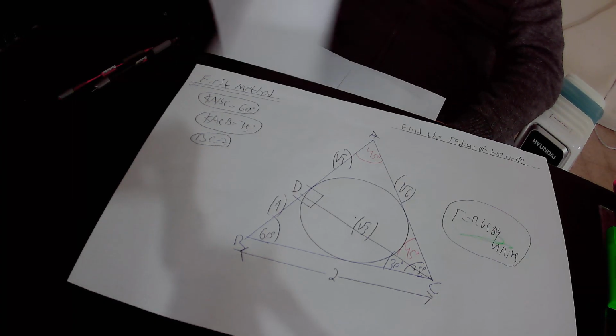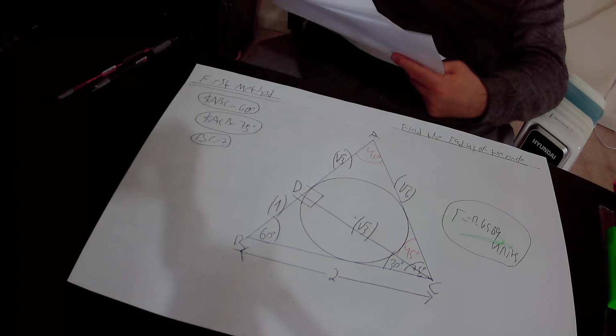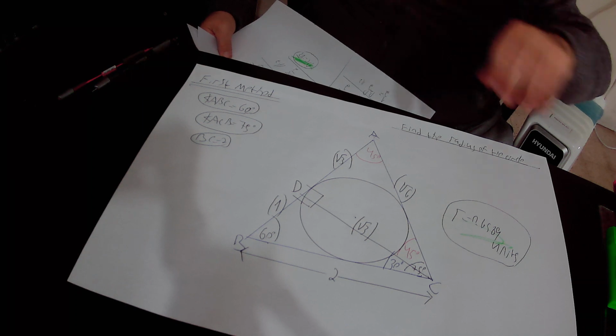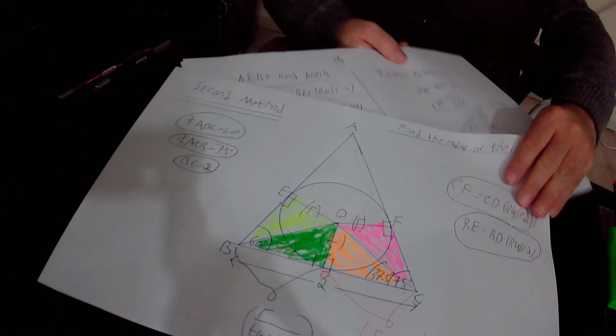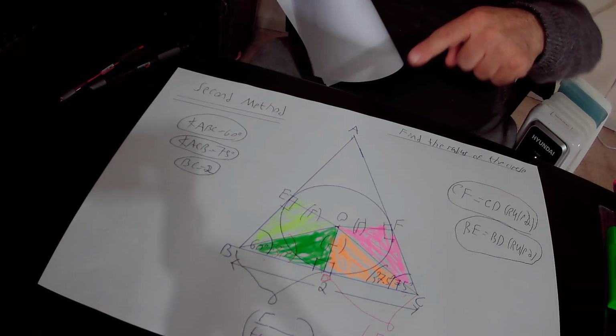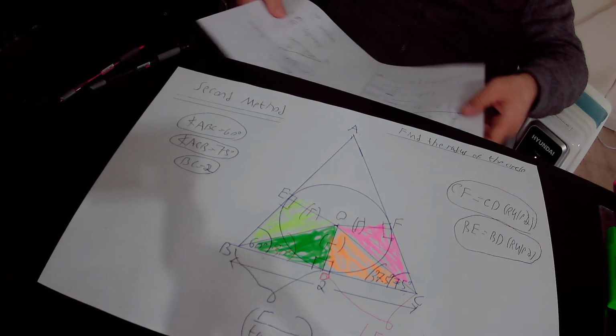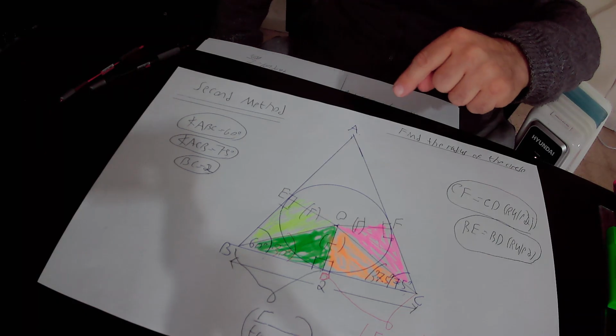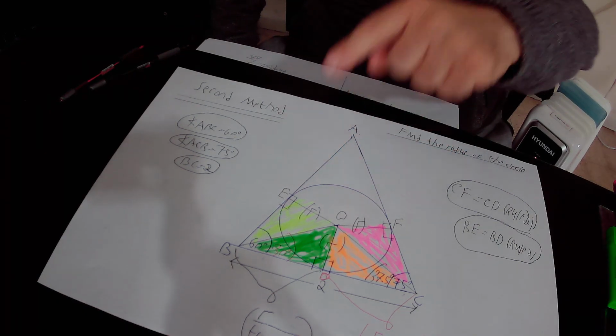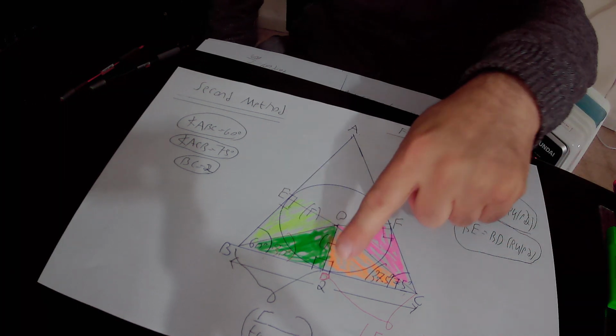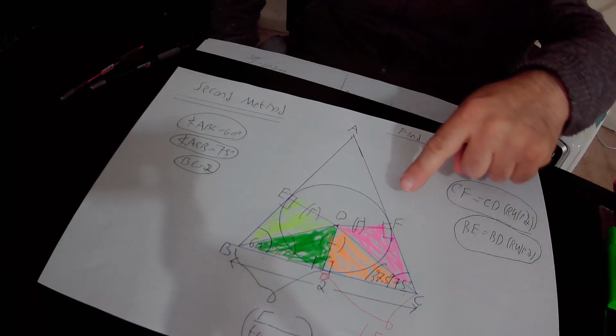Then I presented to you how to find the radius of this circle according to the second method. In the second method, we define the center of this circle here as point O. Then we define the point of tangency of tangent AB with this circle as C. We define the point of tangency of tangent BC with this circle as D. And we define the point of tangency of tangent AC with this circle as F.